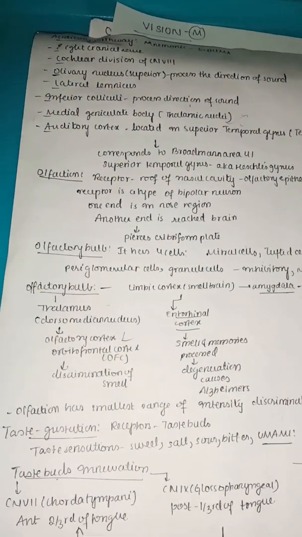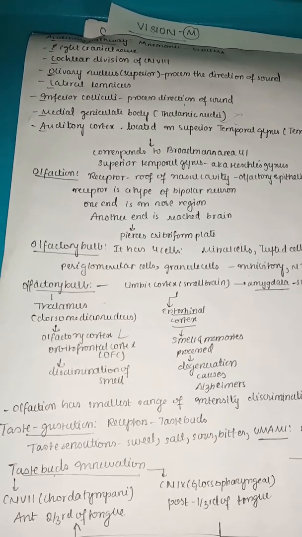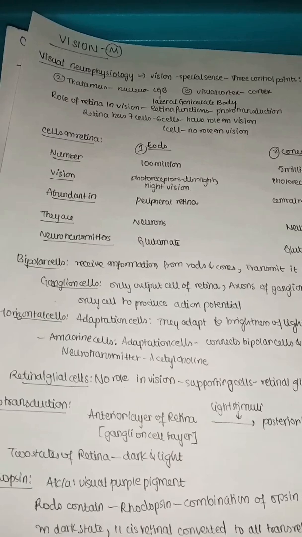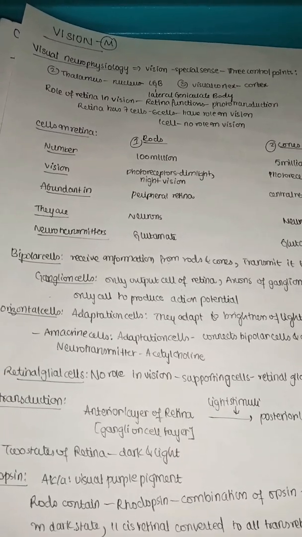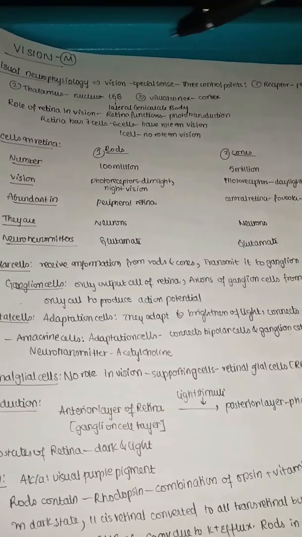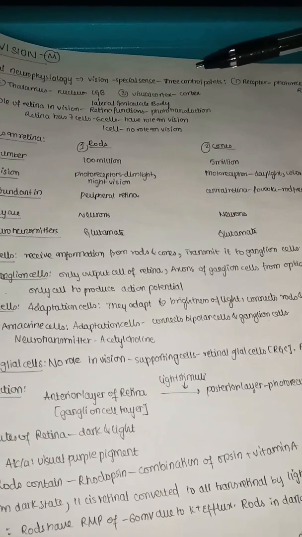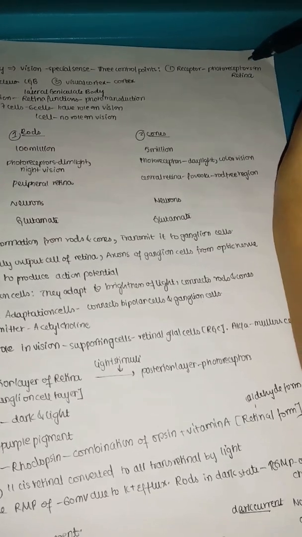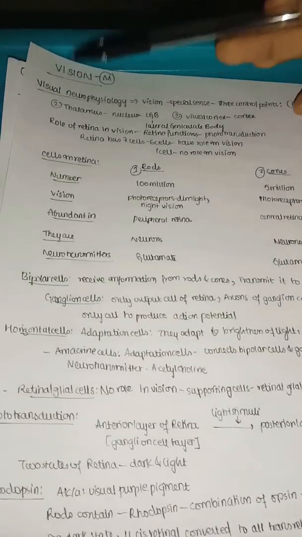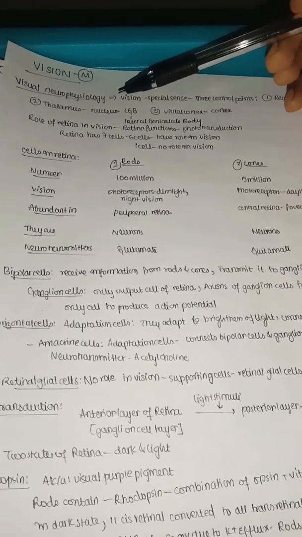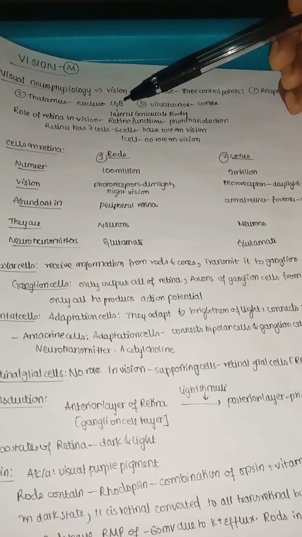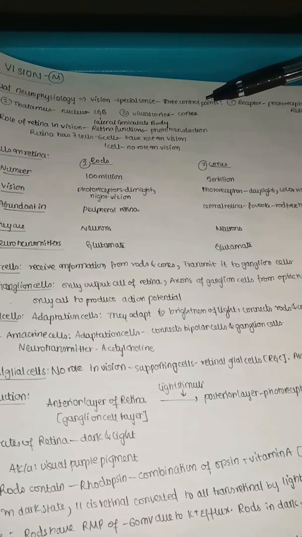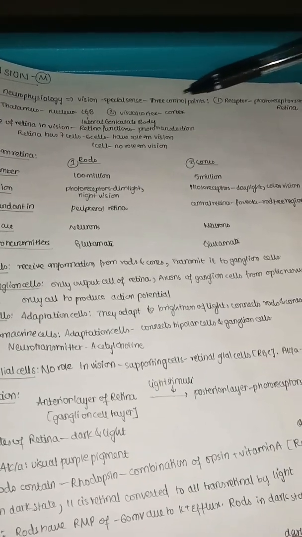And next we'll move on to vision, which is the last part of our special senses revision series. First we need to understand visual neurophysiology. Vision is a special sense, and it has 3 main control points. The receptor is the photoreceptors, of course, which are present in our retina. The second one is the thalamus, which has a nucleus called the lateral geniculate body, and the third one is the visual cortex, of course in our cortex. So these are the 3 main control points.